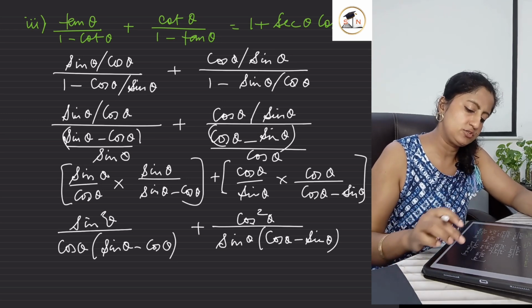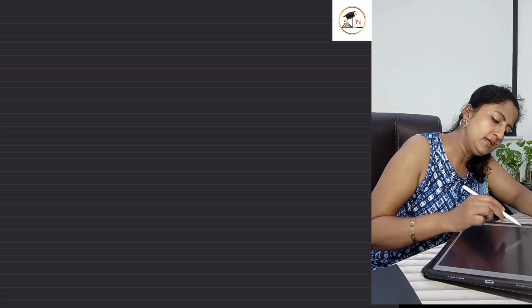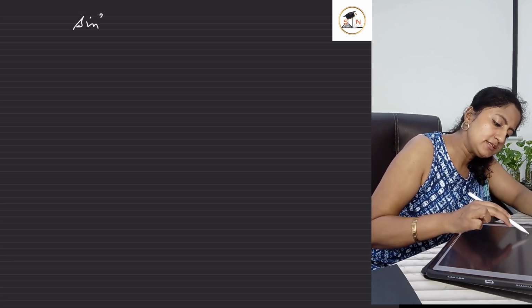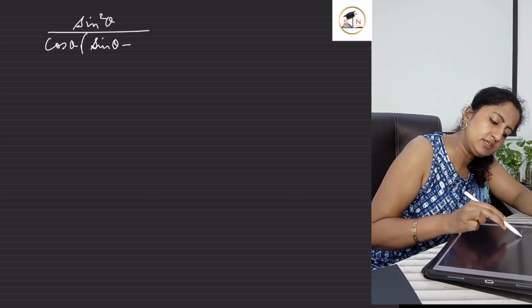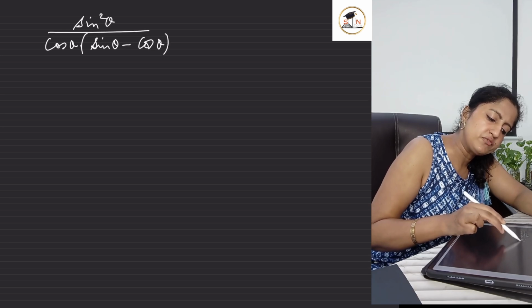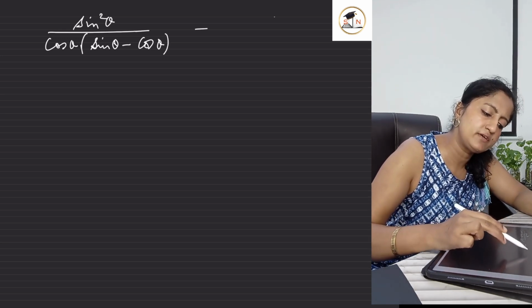Okay, so just pay attention to the next step, what I'm going to write. It becomes sine square theta over cos theta and sine theta minus cos theta. Now, the center operation was plus. I'm going to write minus over here.